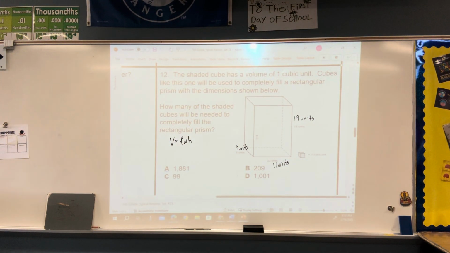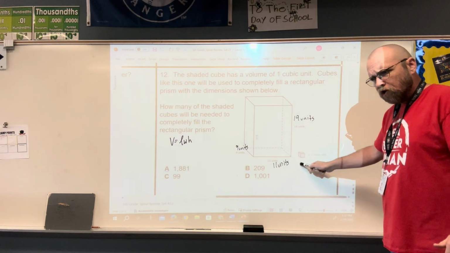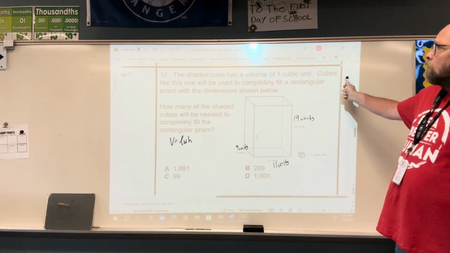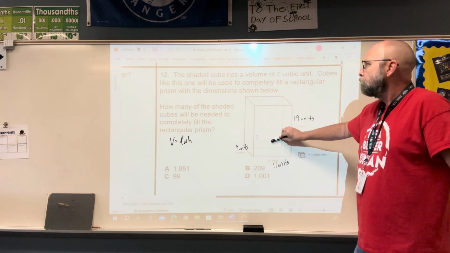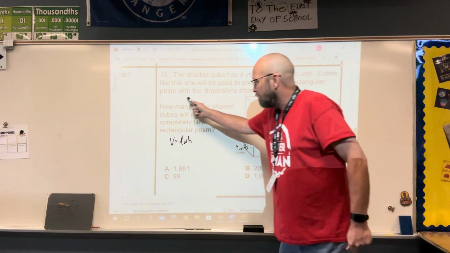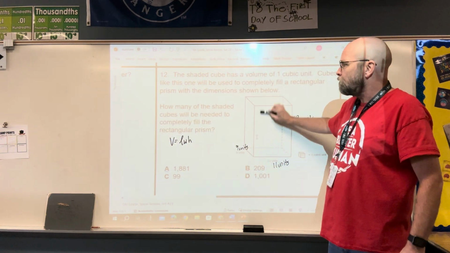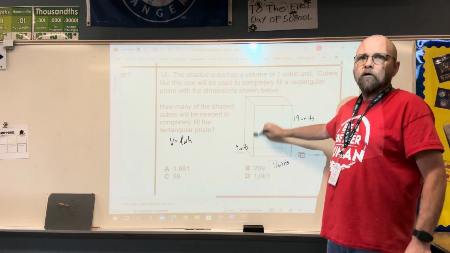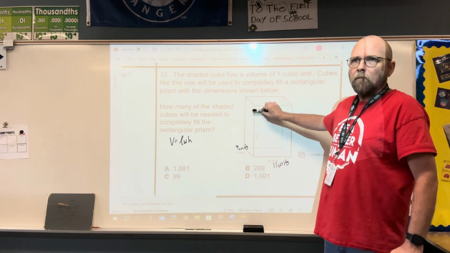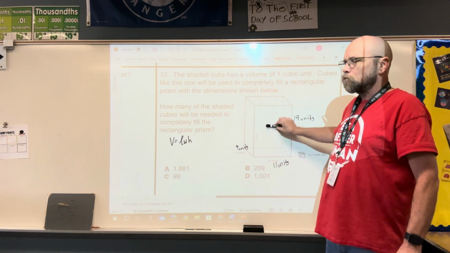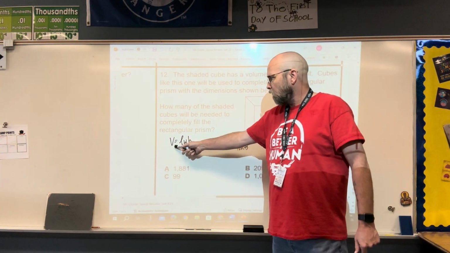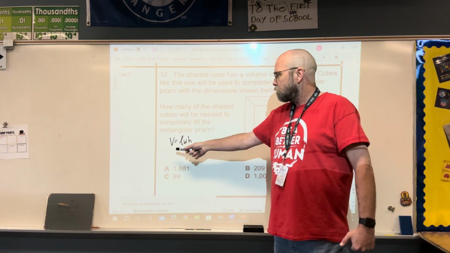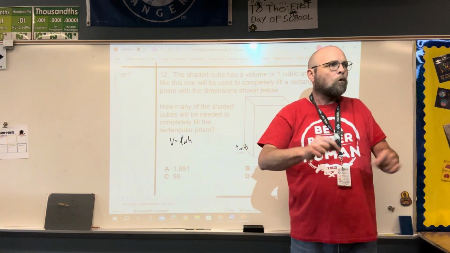Problem number 12. The shaded cube has a volume of 1 cubic unit. Cubes like this will be used to completely fill a rectangular prism with the dimensions below. How many of the shaded cubes will be needed to completely fill the rectangular prism? If we're filling up something, a box of some kind, that means we're finding the volume. Our formula is V equals LWH, or volume equals length times width times height. Always write down the formula.